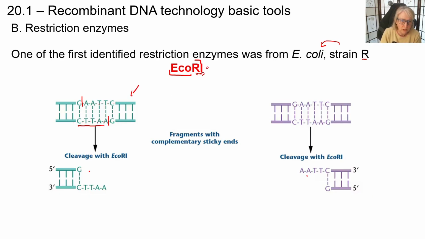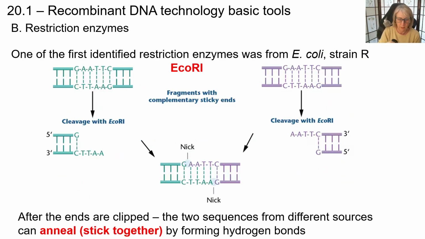This is from one source and a second source. My goal is to put these two together. So what I do, moving down the picture here, is I have this little place where I have a nick, a cut. I have another place here where I have a little cut. And then I put my two different sourced pieces of DNA together and they form hydrogen bonds. I allow them to anneal.